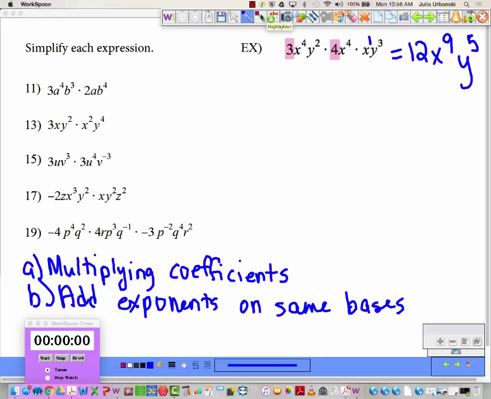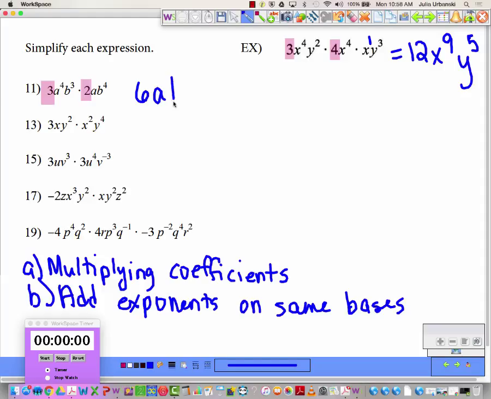Alright, so let's go through these quickly. I'm going to skip one and do one, then you do one. I'll do one, then you do one. Number 11. Here's a coefficient of 3. Here's a coefficient of 2. Those have their own rule. You just multiply them together. That 3 times 2 is 6.